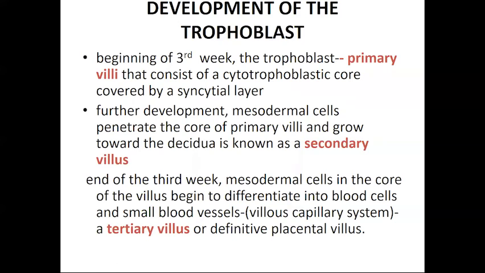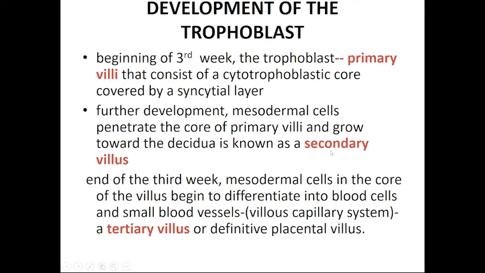Then the trophoblast is also developing at this area. At the beginning of the third week, we said they were primary villi. That is the cytotrophoblast that invaginated into the syncytial trophoblast. These two layers are called the primary villi. Then the mesoderm that enters into this cytotrophoblast is called the secondary villus.